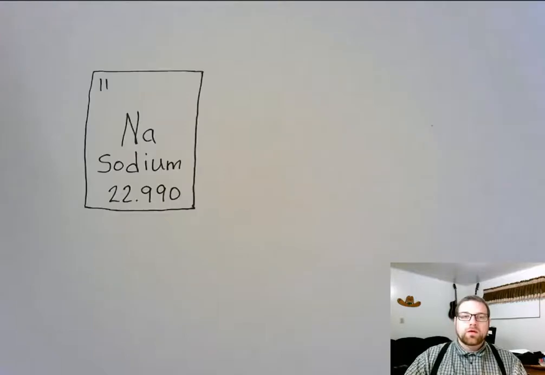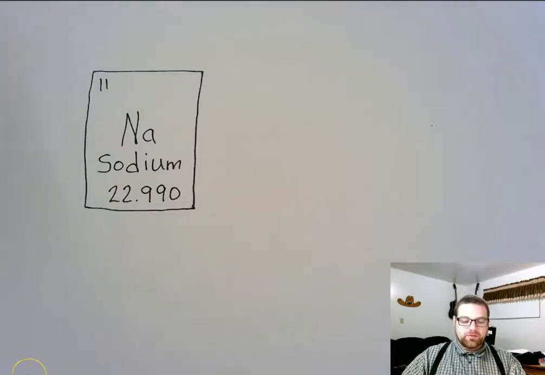In today's video, we're going to look at what we can do with a periodic table. A periodic table is a table of all of the elements that we know of, and it gives information about each of the elements. So a typical box on the periodic table looks something like this. This box is representative of the element sodium.